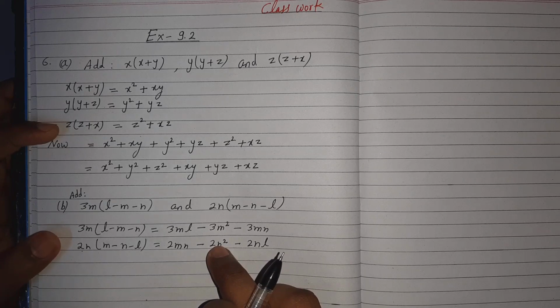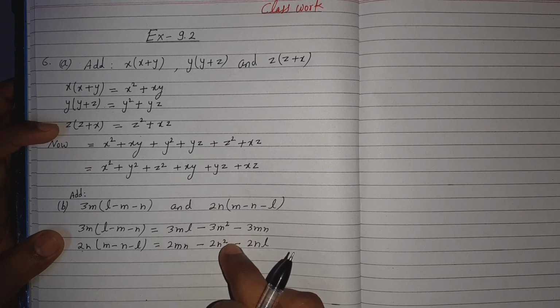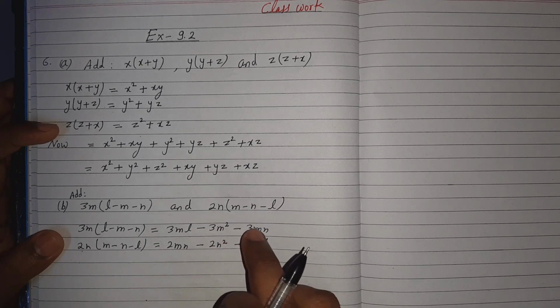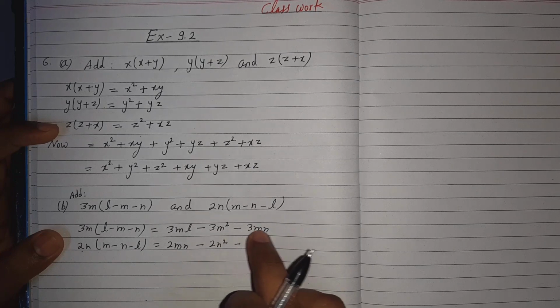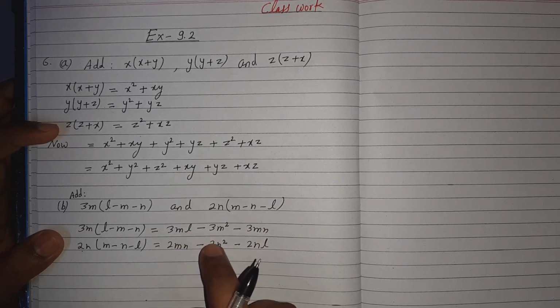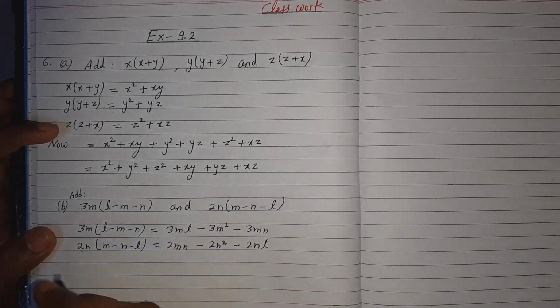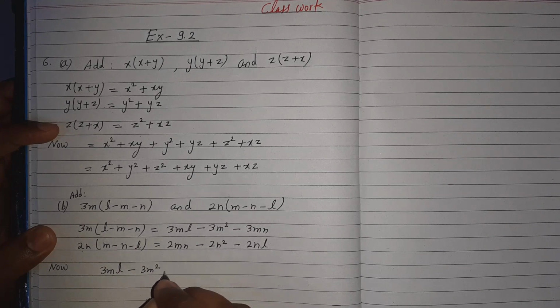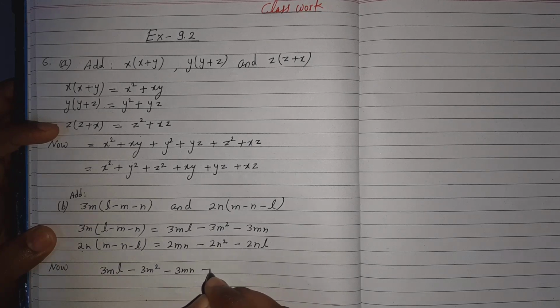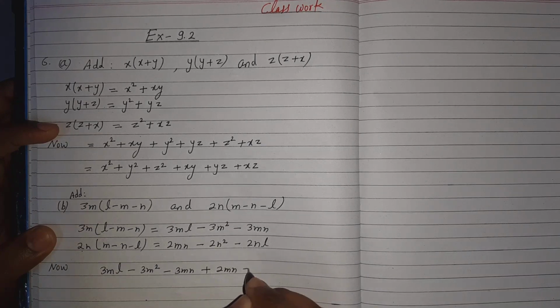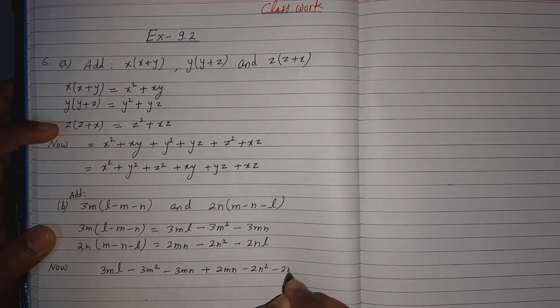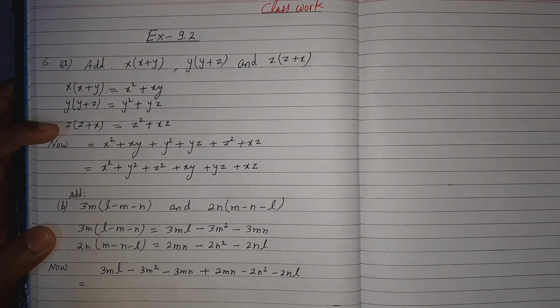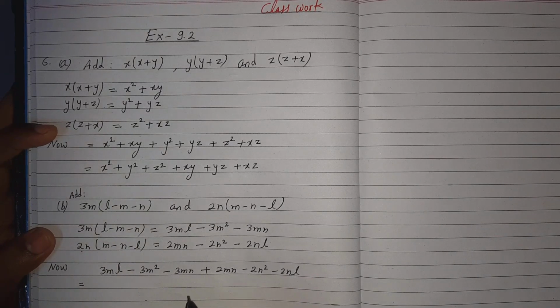We can use the horizontal method here, because in these polynomials only one pair is like terms, minus 3mn and 2mn, and the rest of the terms are unlike terms. So now we will add. 3ml minus 3m square minus 3mn, plus 2mn minus 2n square minus 2nl. Here minus 3mn and 2mn are like terms.